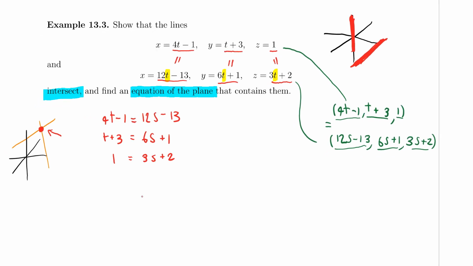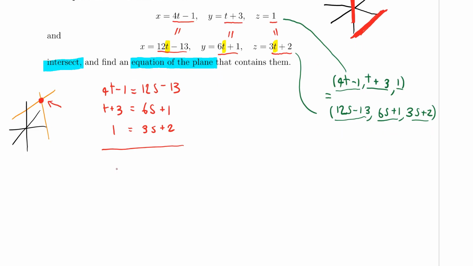Let me solve this system for you. The t and the s that we get are: t equals negative 4, and s equals negative 1/3.